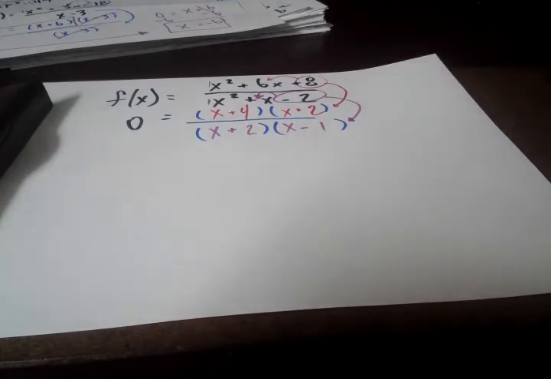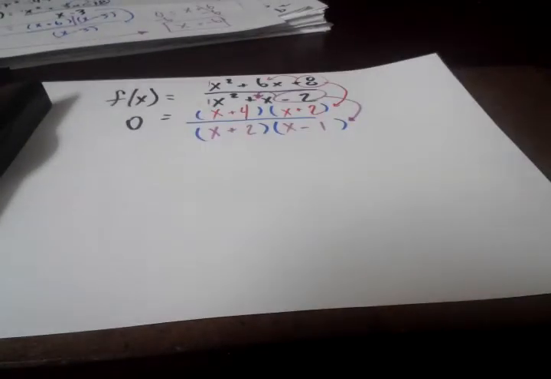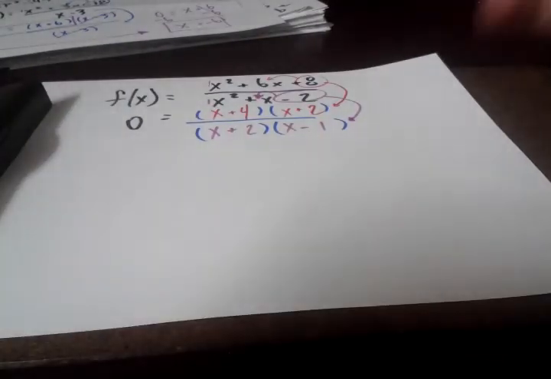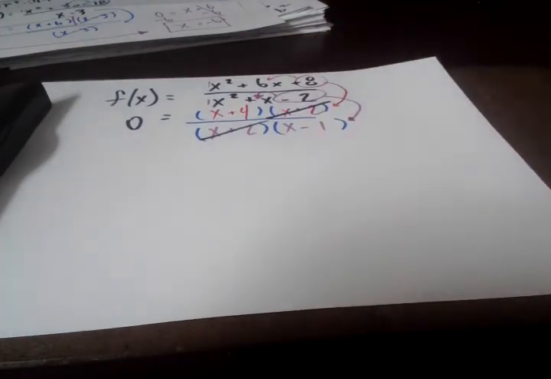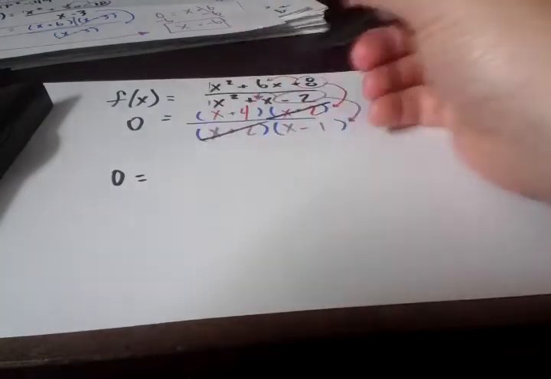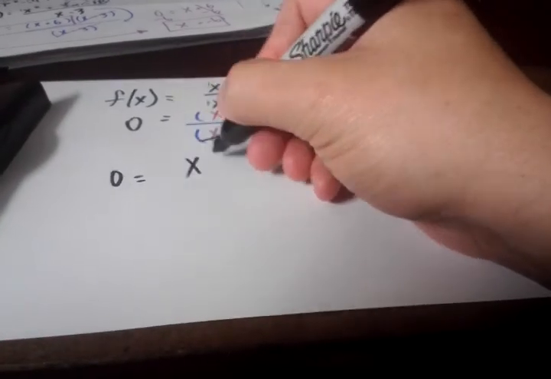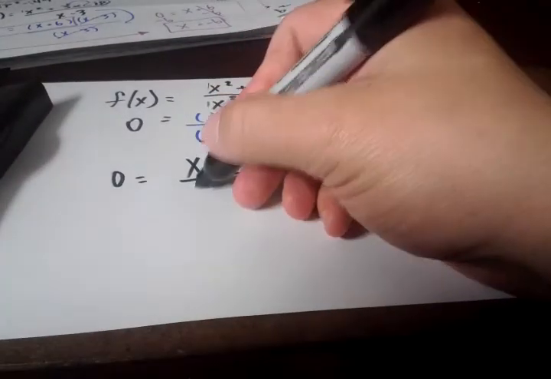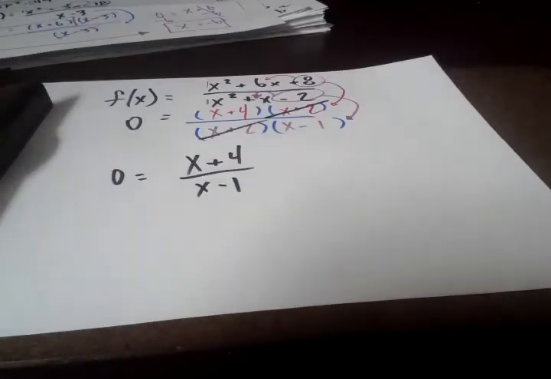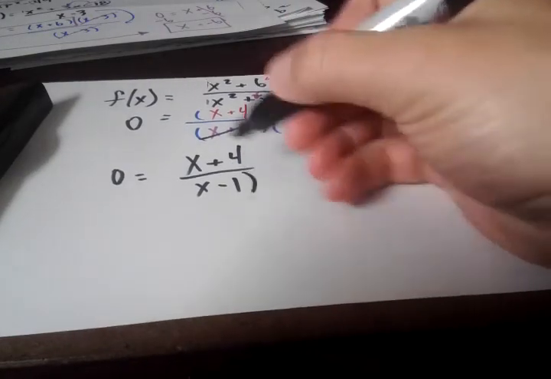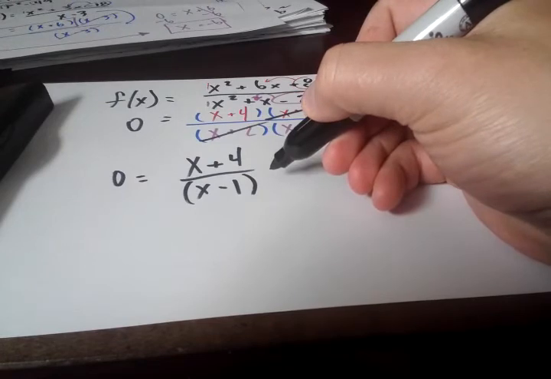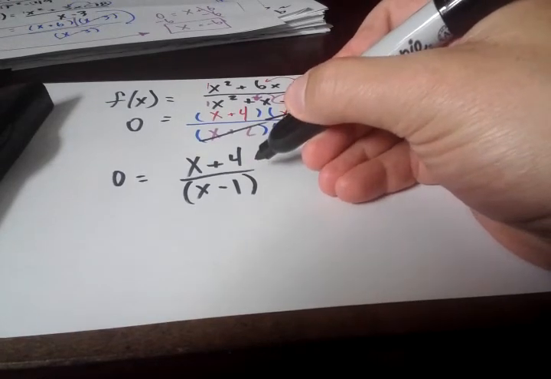Okay, so let's look at our answers here, right? Something cancels. It looks like the x plus 2's cancel here. And so we're left with 0 equals x plus 4, and it's over x minus 1 still, right? That did not cancel. So we still have a binomial on the bottom of a fraction, and fraction means division.